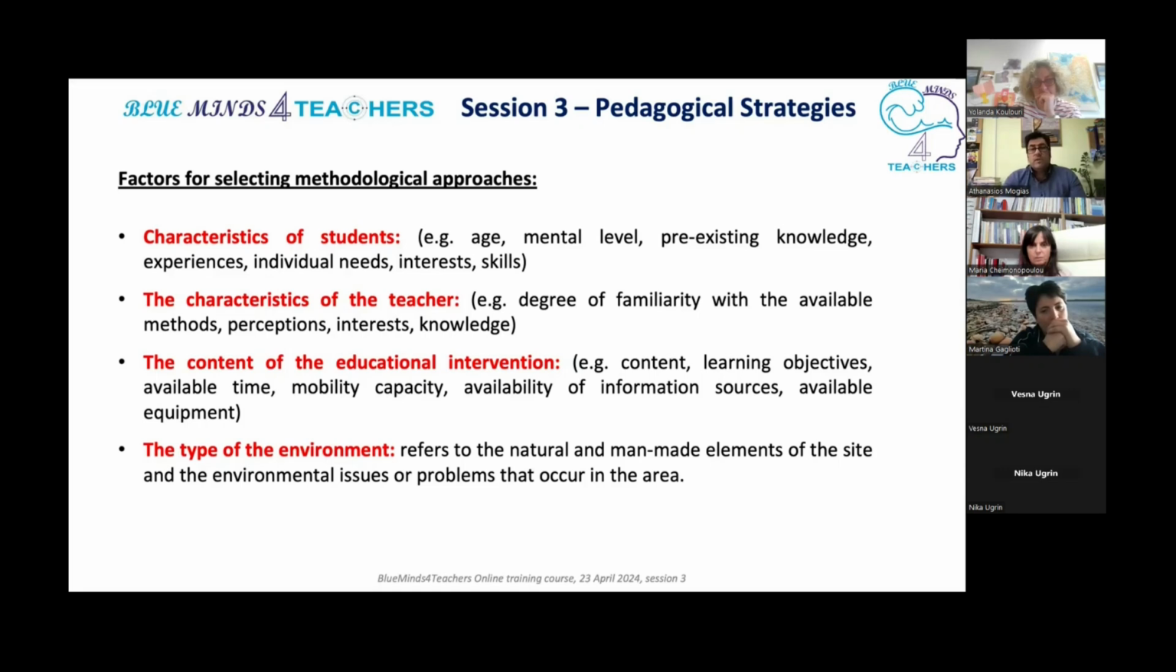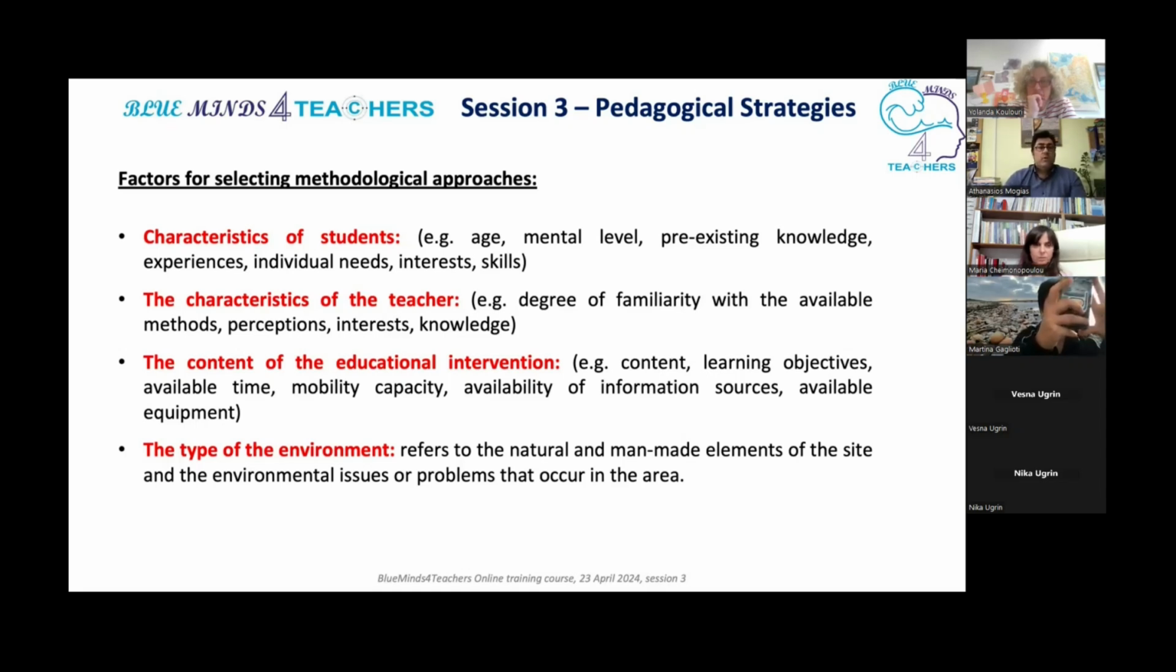Of course, the characteristics of the teacher himself, the degree of his familiarity with the available methods, his perceptions, his interests, knowledge, etc. Of course, the content, the learning objectives, the available time, the mobility capacity, the availability of information sources, etc., have their own role. And at the end, the type of the environment.